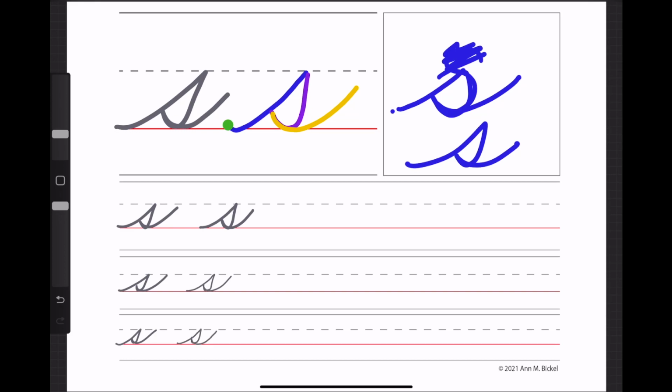And this time, friends, I want you to come up with a word to practice with your S.